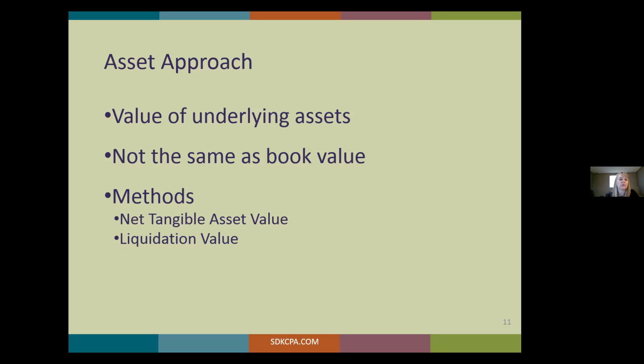And then you're going to remove any intangible assets, such as goodwill and blue sky. So what you have left is just your net tangible asset value. And then the difference between your market approach and your income approach, the difference in that value would represent the difference of those intangible assets. And then there's also liquidation value under the asset approach. And again, that's valuing the assets and liabilities at their liquidation values.